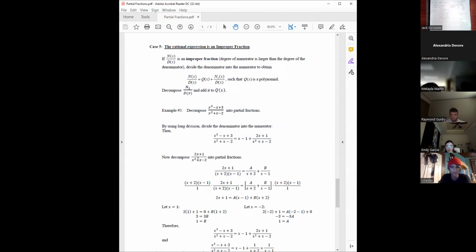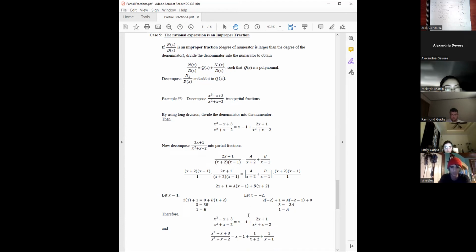Okay. So you factor the denominator. They are distinct. You do A and B, and you do the same process as case 1. Okay. Is there any questions on that? But you see how the hard part is that long division, right? After that, it's the same thing.